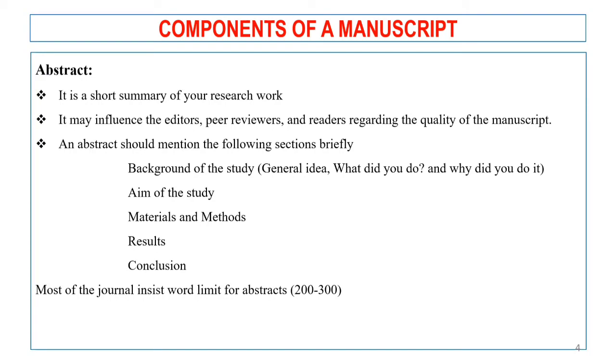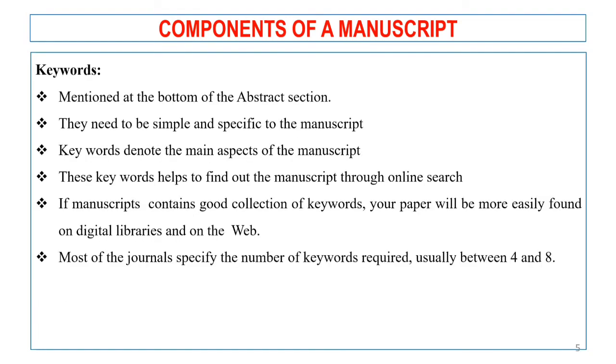Okay, 200 to 300 words may be the word limit for the abstract. After the abstract section of a manuscript, the next section is the keywords, and normally these keywords are mentioned at the bottom of the abstract section.